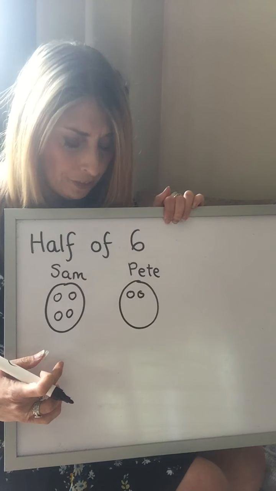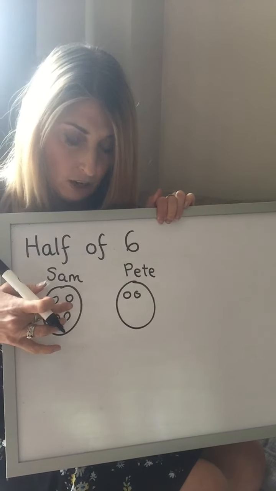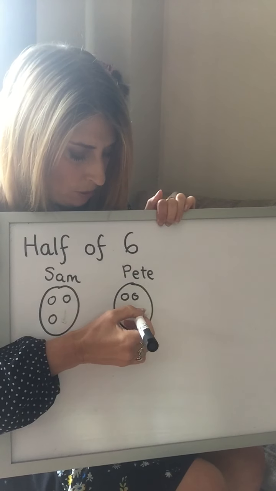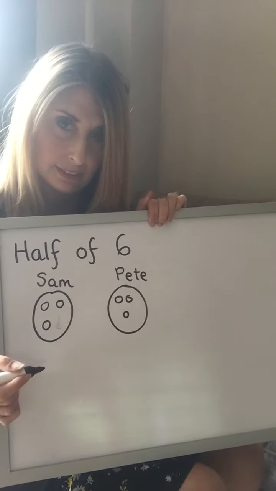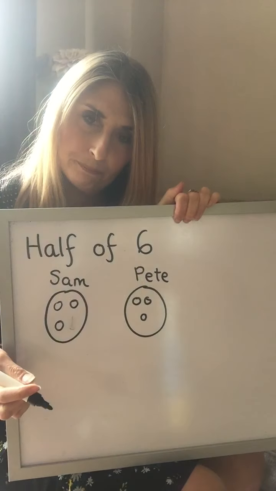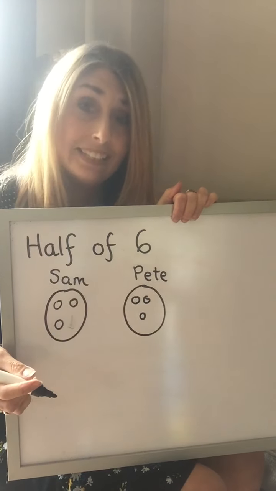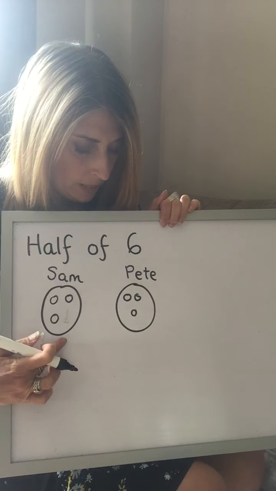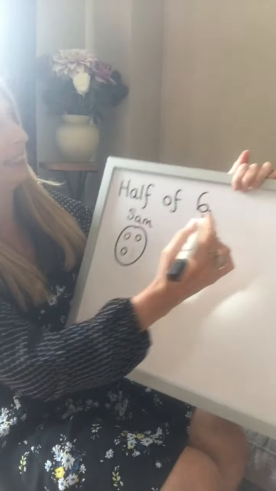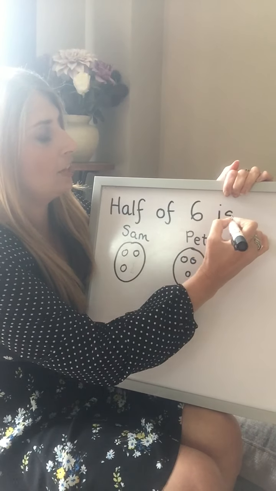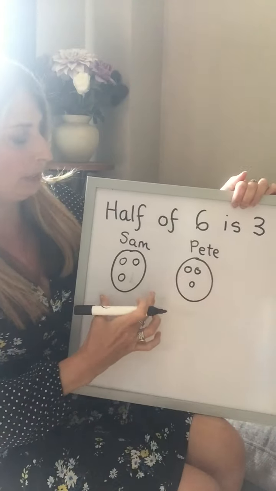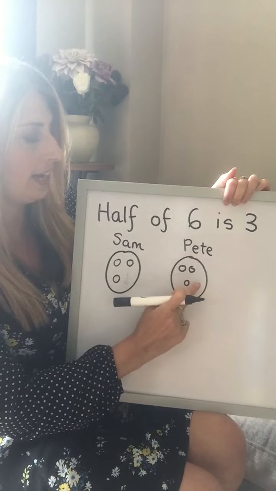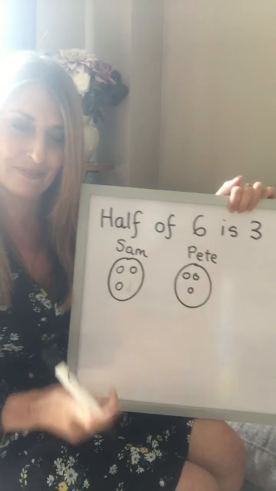So I think we need to take 1 away from Sam and put 1 there for Pete. Does that look better? Yes, because they've both got 3. So half of 6 is 3. And we know that because each half here, this half has got 3 and this half has got 3.